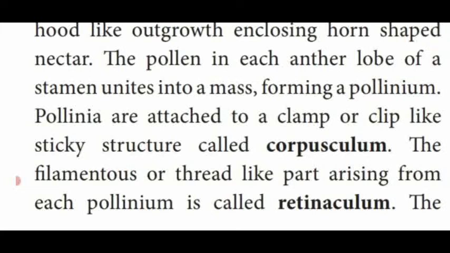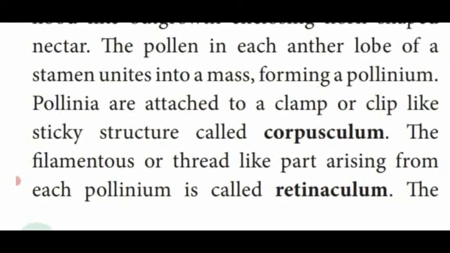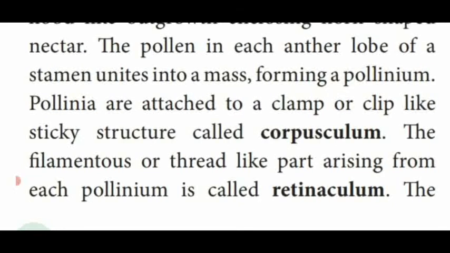So all the pollinia are attached by a small clip-like or clamp-like structure called corpusculum. From that corpusculum, a small filamentous, hair-like or thread-like part arising from each pollinium is called retinaculum. So a clamp or clip-like structure which is attached to the pollinia is called corpusculum, and the small thread-like structure arising from it is called retinaculum.